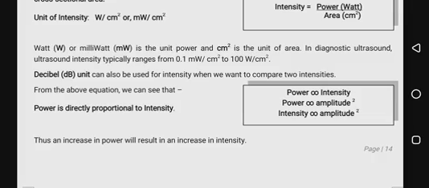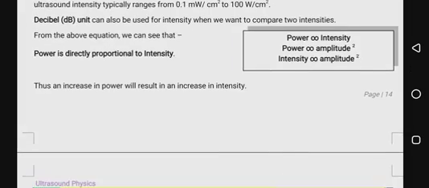From the above equation, we can see that power is proportional to intensity. Power is proportional to the square of amplitude. Intensity is proportional to the square of amplitude. So power is directly proportional to intensity. Thus, an increase in power will result in an increase in intensity.